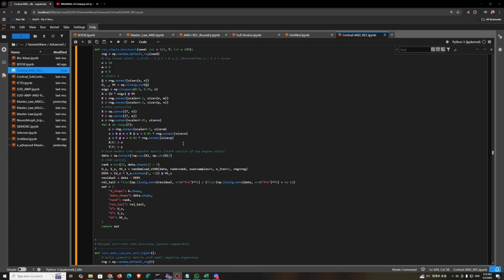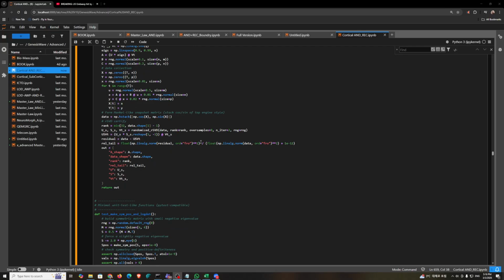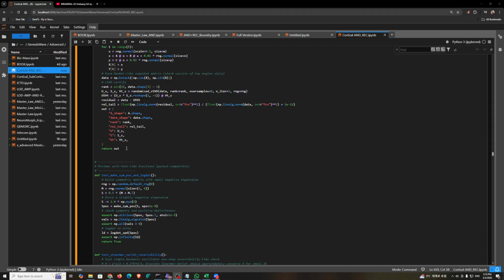It also calculates a relative tail error to certify the quality of that compression, and this benchmark demonstrates that the engine's model reduction capabilities are robust, they're effective, and it ensures the system can handle complex data efficiently, like a biological system would. Then we have some small targeted tests to verify the correct functioning of fundamental mathematics and fundamental physical principles that are embedded in the code.